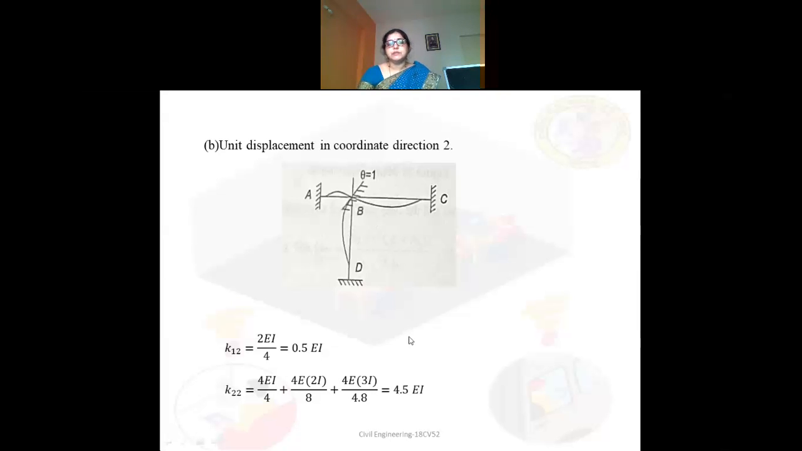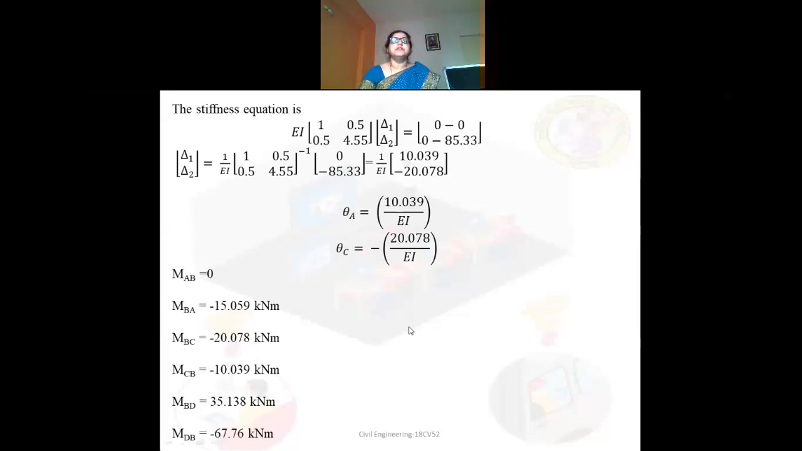Once you know the stiffness matrix, arrange the stiffness matrix equation K into delta is equal to P minus PL. K values you always have to write column-wise: K11, K21, K12, K22 into delta 1, delta 2 is equal to P minus PL. PL1 is 0, PL2 is 85.33. When you do this, you are going to get theta A equal to 10.039 divided by EI, and theta C is equal to minus 20.078 by EI.